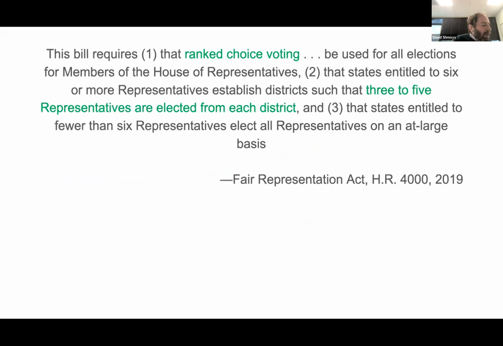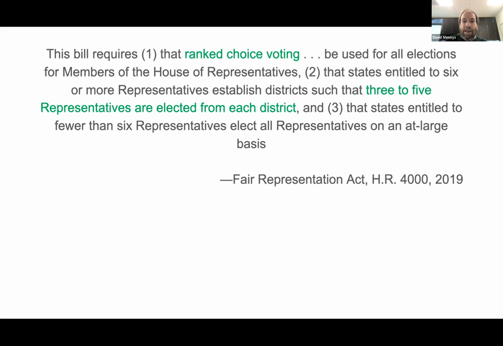And I want to use the last 15 or so minutes of the talk to talk about an alternative and a whole different range of research that provides a potential solution to the natural gerrymandering issue. And this actually stems from a piece of legislation that is wallowing on the House floor, HR 4000.